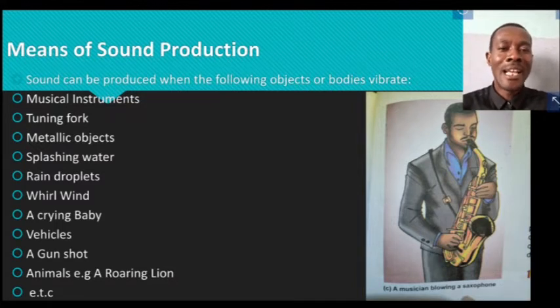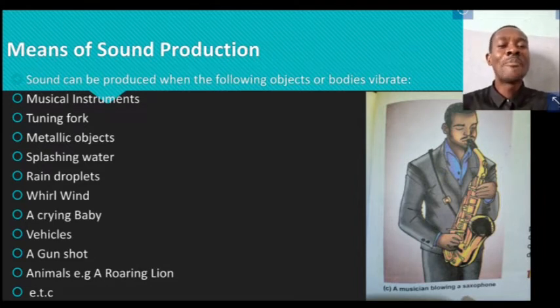Another thing is what is known as a tuning fork. A tuning fork is what is used in the lab to produce sound. It's made up of metal. By striking it on a table, it produces sound.